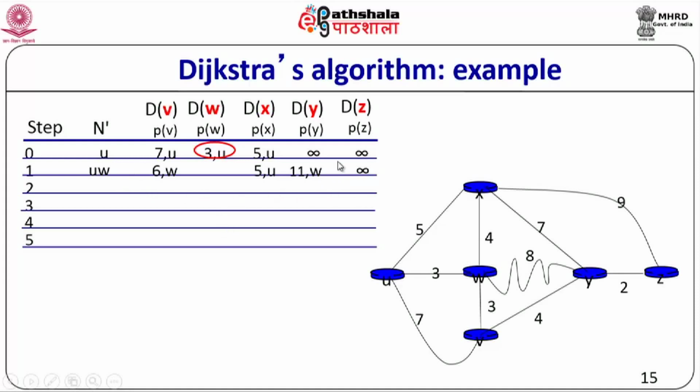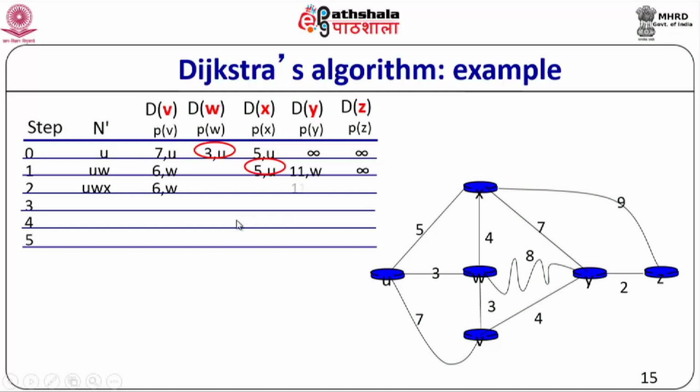Now, the next step is you again identify the smallest of these, which is 5. So, we will now pick x and move x to the list N dash. So, u, w, x is now in N dash, and now we look at the distances that are given from x. Now, x to w we know is 4, x to y is 7, x to z is 9. So, this information is what we will now try to use.